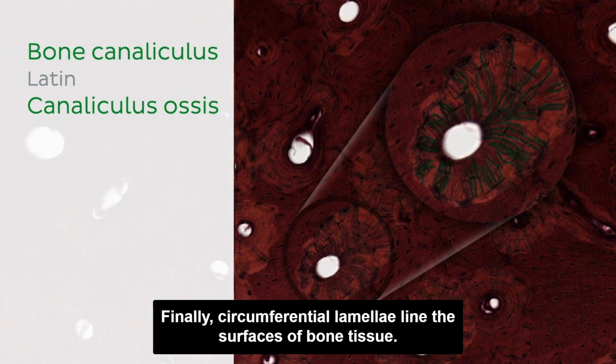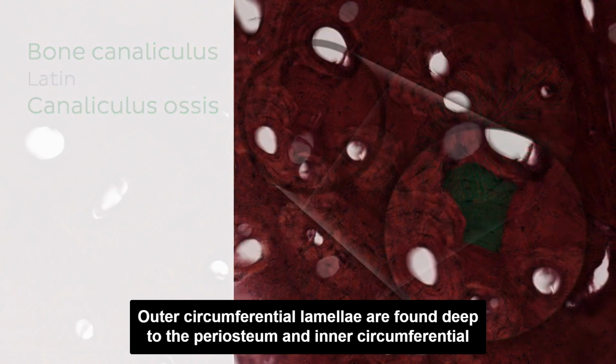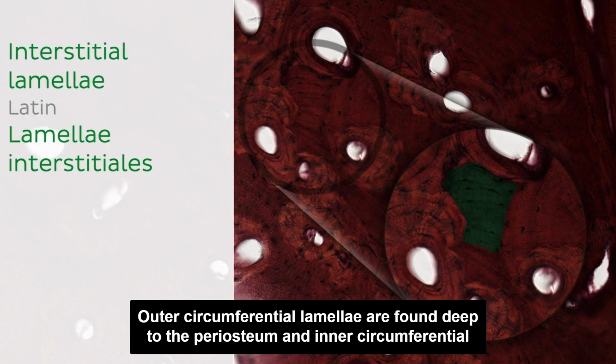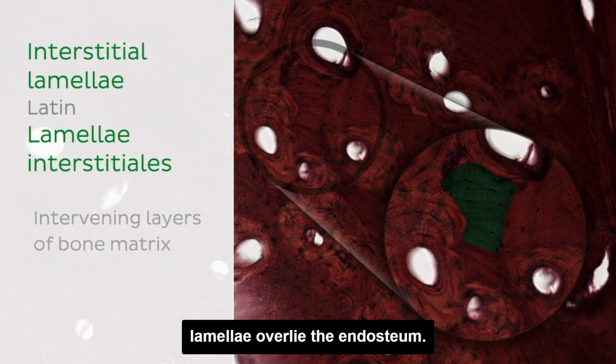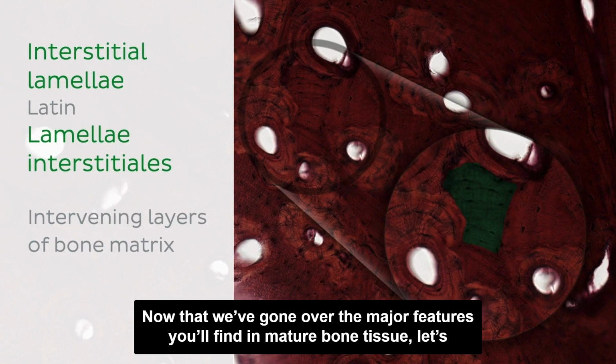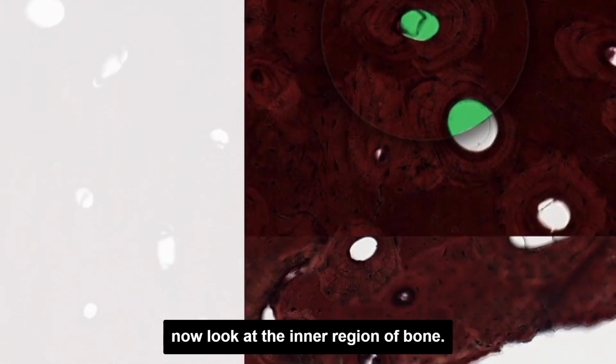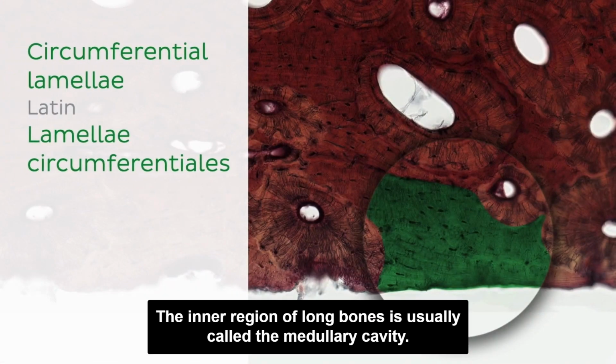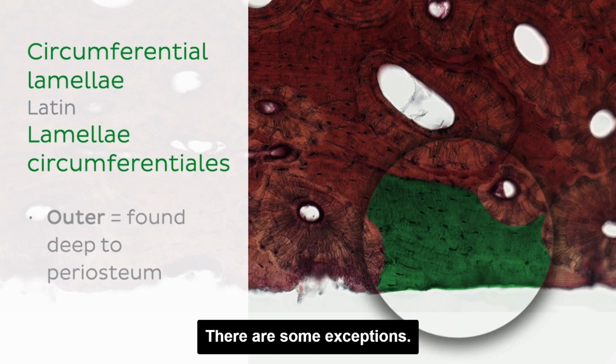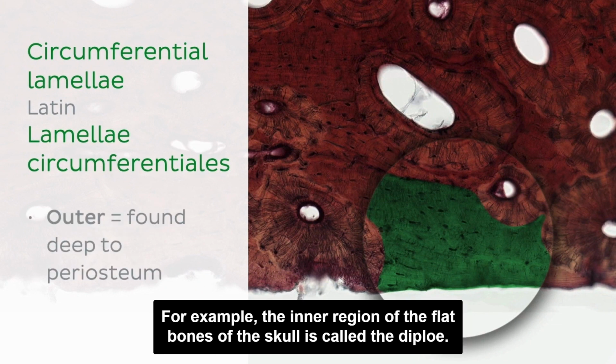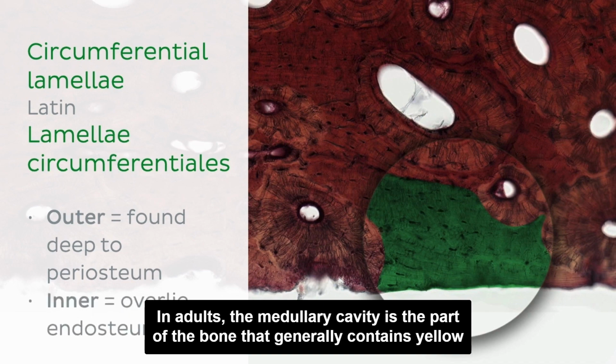Along with the concentric lamellae forming osteons, bone tissue also features interstitial lamellae. These are intervening layers of bone matrix that do not completely surround any central canal, like the ones highlighted here. Finally, circumferential lamellae line the surfaces of bone tissue. Outer circumferential lamellae are found deep to the periosteum, and inner circumferential lamellae overlie the endosteum.